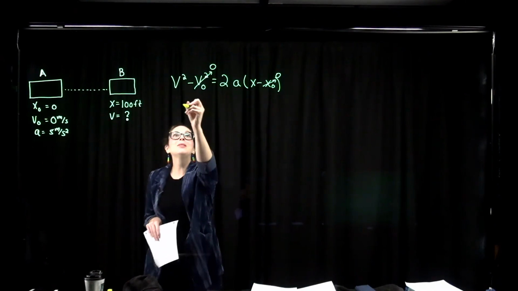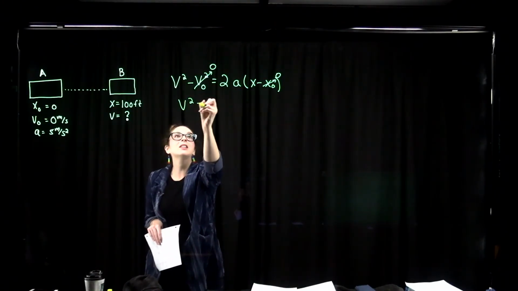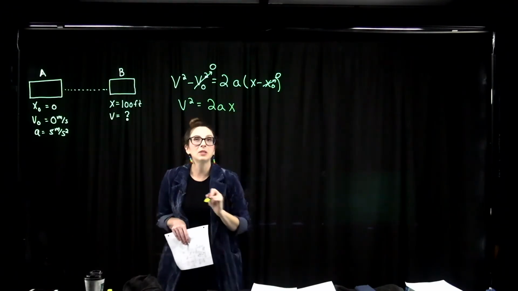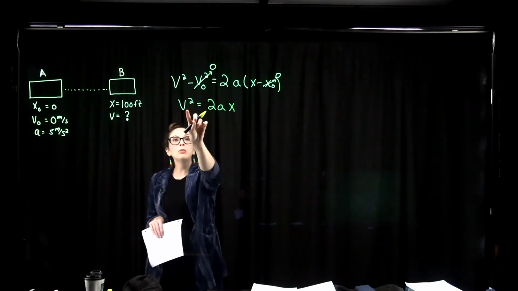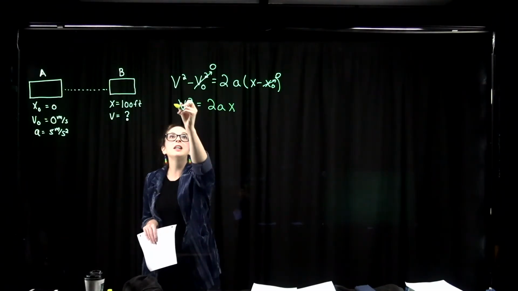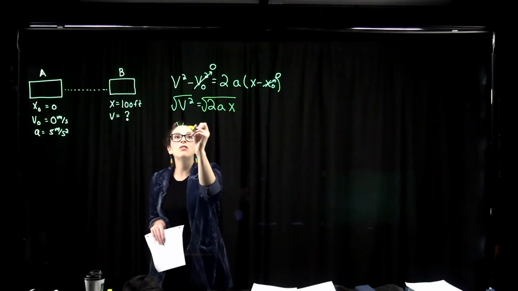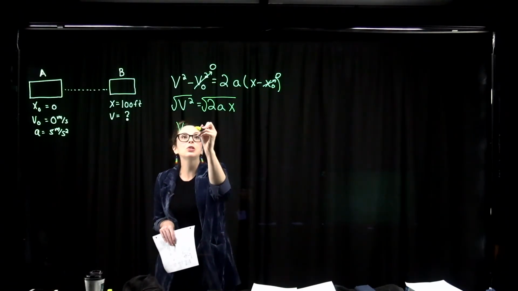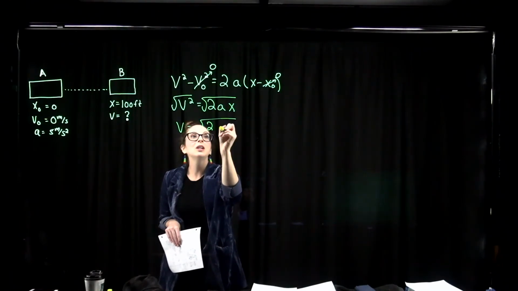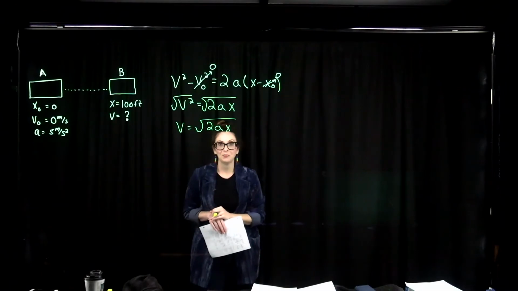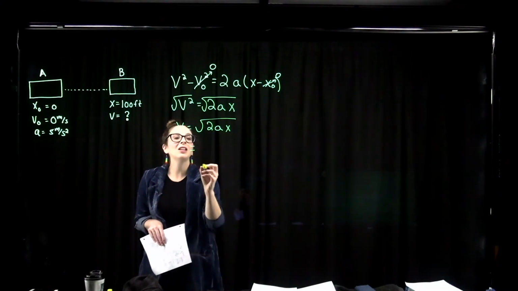Okay, so I'm going to rewrite this equation. We've got v squared is equal to 2 times my acceleration times the final position. So to get rid of this v squared, I'm going to take the square root of both sides. Then I have that v, our final velocity, is equal to the square root of 2 times the acceleration times the final position.